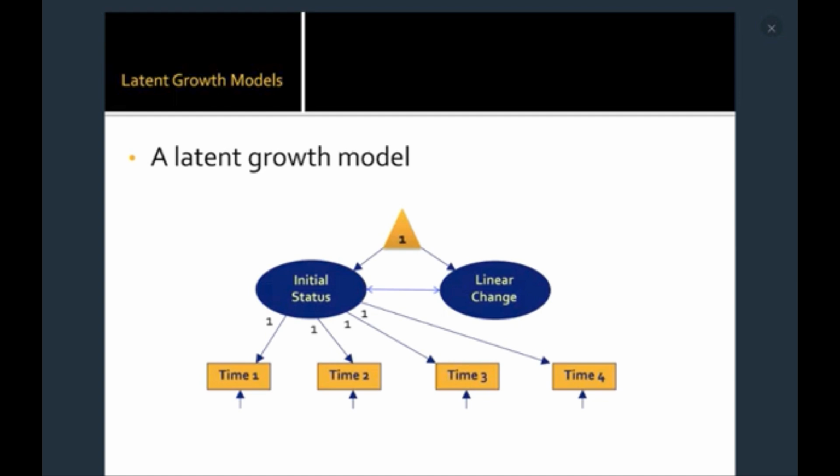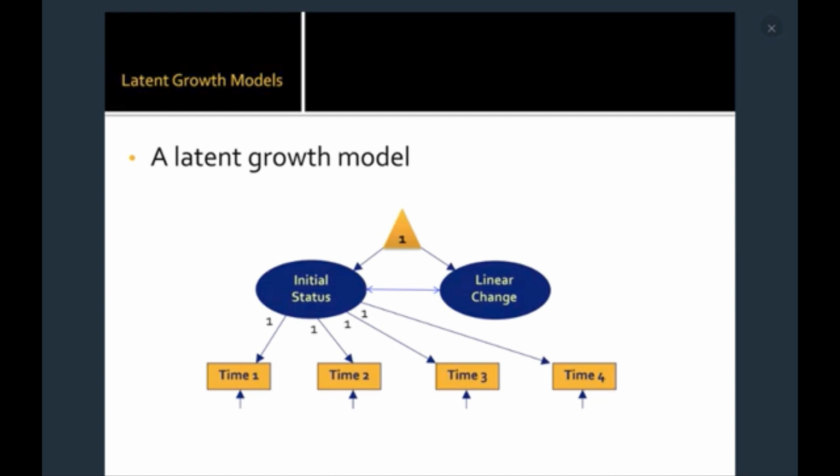Okay, so let's look at the setup here. So these are your latent variables. Again, the math is the same in terms of structural equation modeling here and latent variable analysis. The math is the same, but the application is different. So we set this up as initial status and linear change. These are latent variables. Then we have the initial status variable, and we fix the loadings of that variable to the different time points at 1 each. And so that's just by definition. That's what an initial status is.